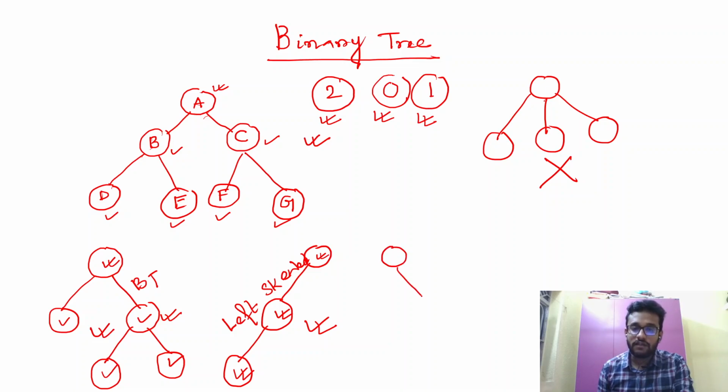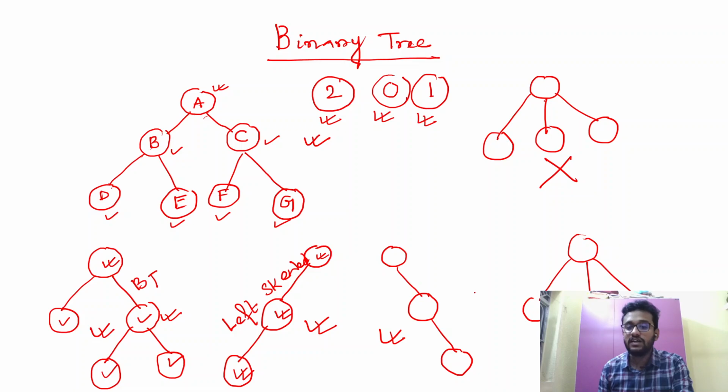Okay, now another drawing. Tell me whether this is a binary tree or not. Yes, it's also a binary tree because each node has only one child. Okay, now let's take another example. Is this a binary tree? No, it's not a binary tree. Why is it not a binary tree?